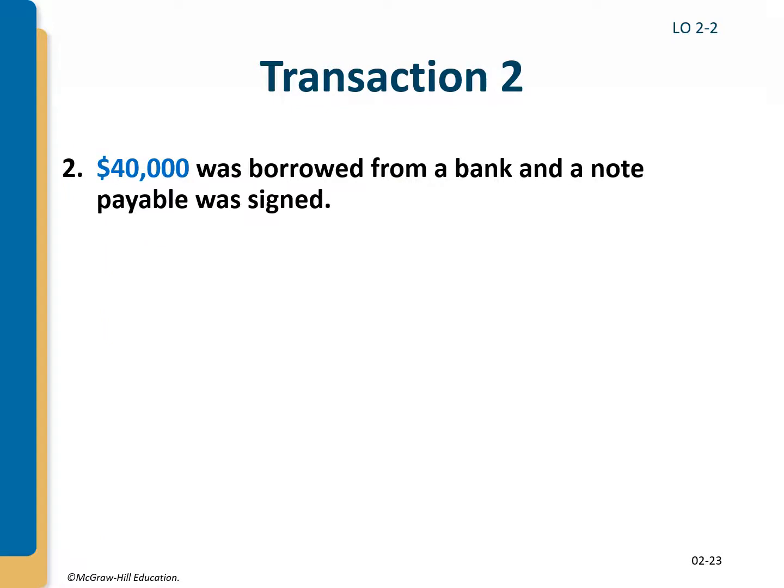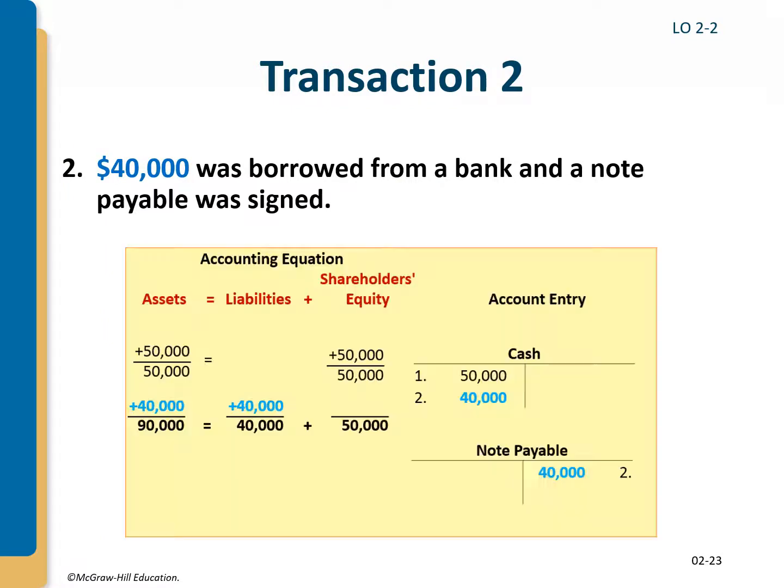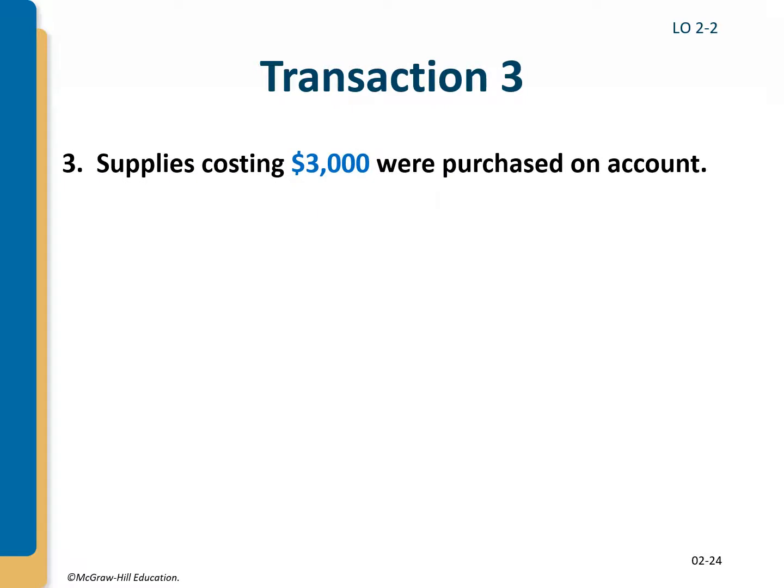$40,000 was borrowed from a bank and a note payable was signed. Again, cash would increase. Liabilities will increase. So if cash is increasing, it is an asset. Assets increase on the debit side. We're taking a loan out, so we owe more. So liabilities are increasing, specifically the notes payable liability is increasing. Liabilities increase on the credit side.